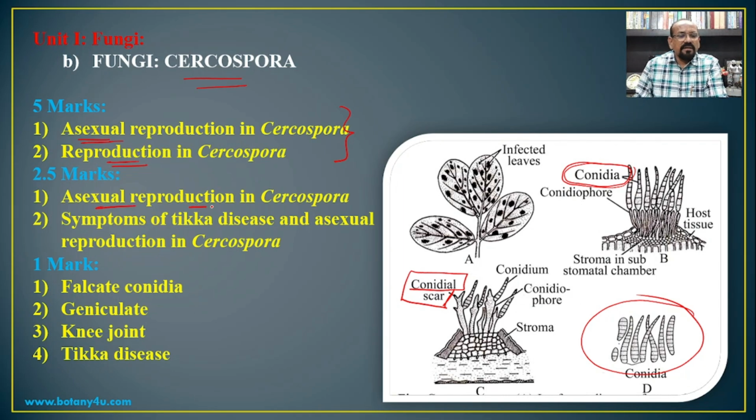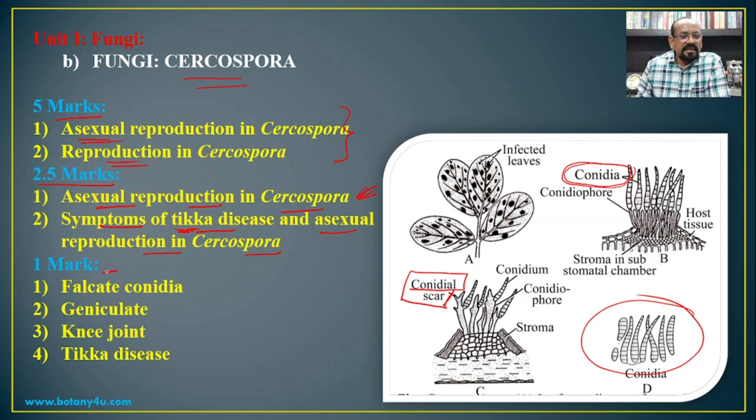Then asexual reproduction in Cercospora: again the same question was asked for 5 marks and the same question is asked for 2.5 marks. Then symptoms of Tikka disease and asexual reproduction in Cercospora. When there is an infection by Cercospora on the groundnut plant, there is the formation of dark brownish spots on the leaves, and this is known as Tikka disease. So we have to provide the description regarding the symptoms of Tikka disease and also the same description that we have given for asexual reproduction.